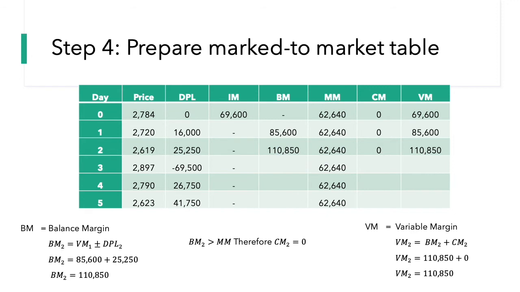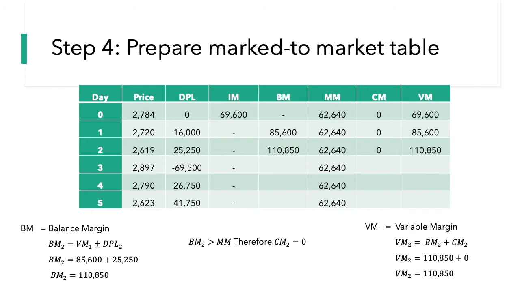So next, we compare balance margin day 3 with maintenance margin. So in this case, balance margin 41,350 is less than maintenance margin, which is 62,640. So when balance margin is less than maintenance margin, you need to pay call margin.